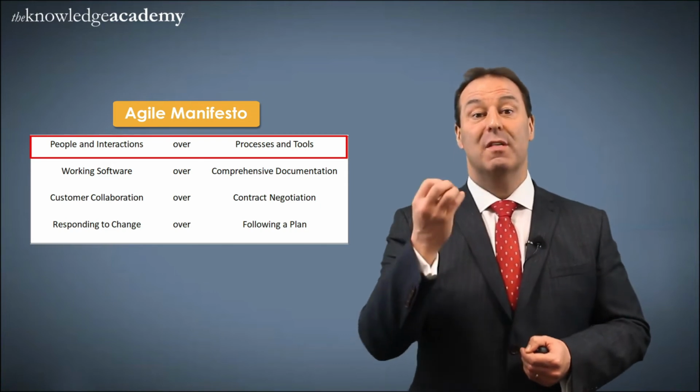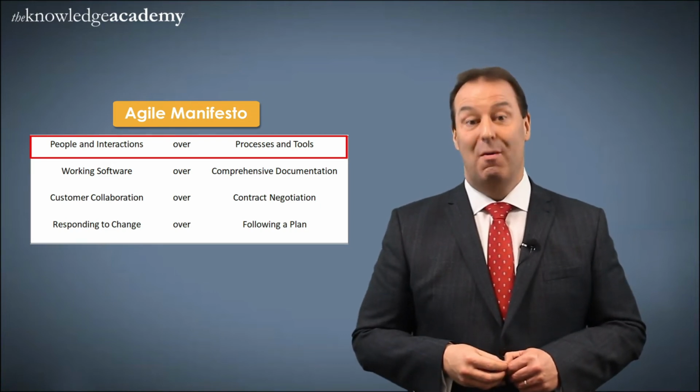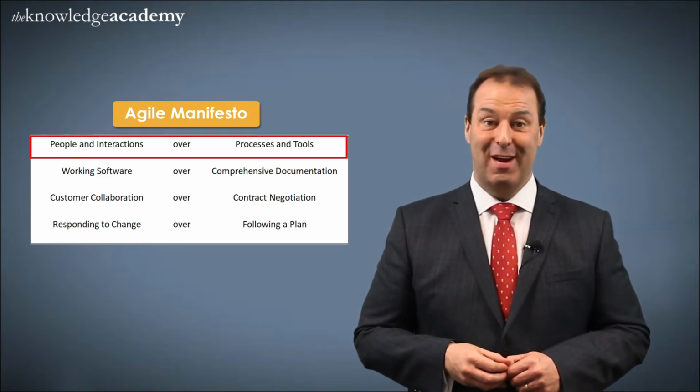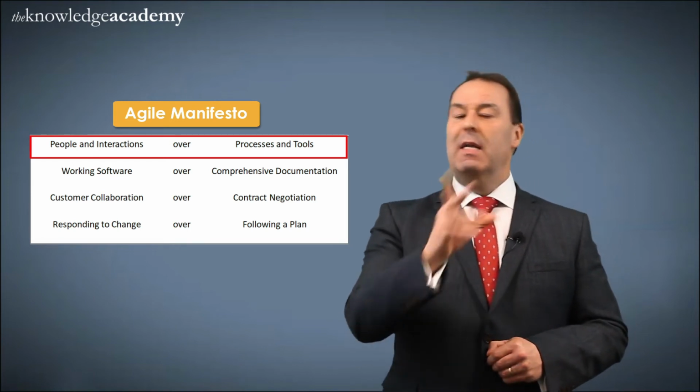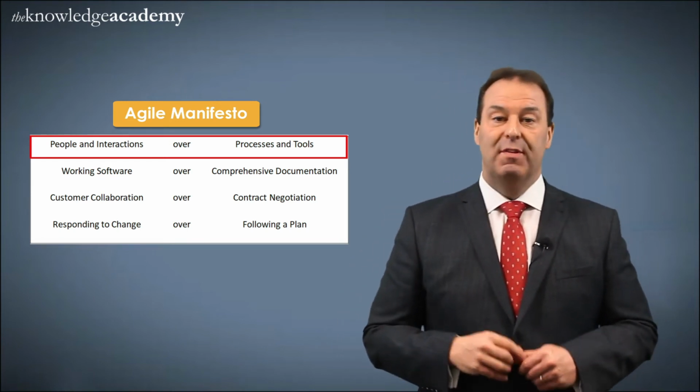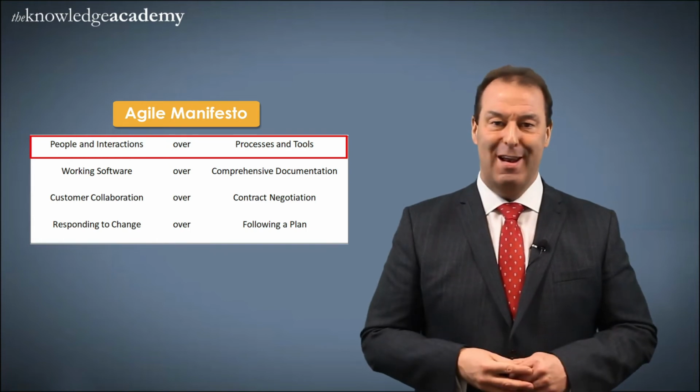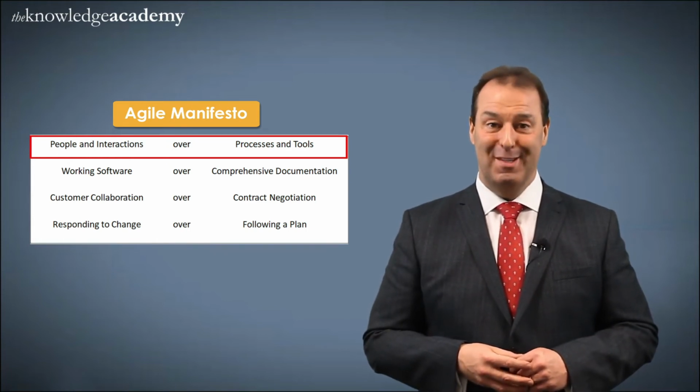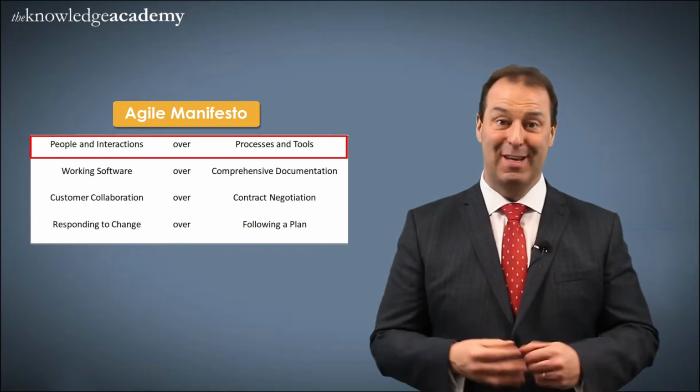But the key focus is always going to be around your people and your interactions. So let's have a look at each of these 4 core values, and I'll take you through one at a time and explain how we can use them. So let's take a look at the Agile Manifesto's 4 core values.